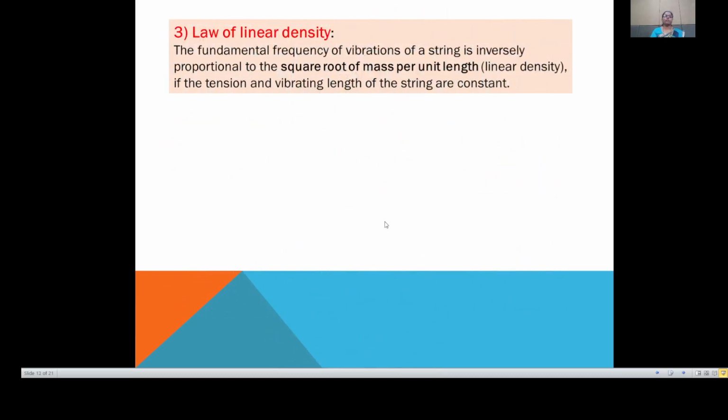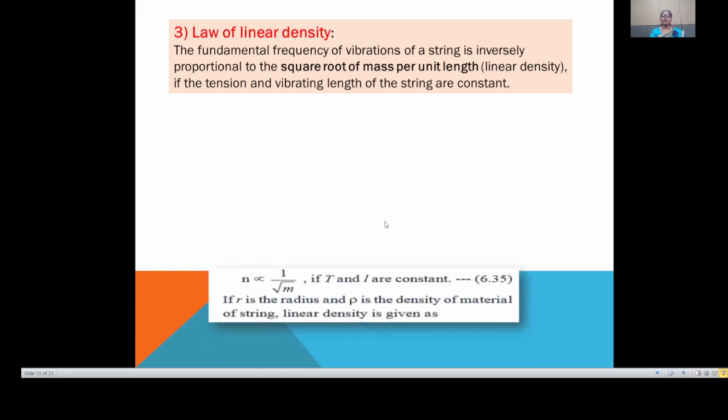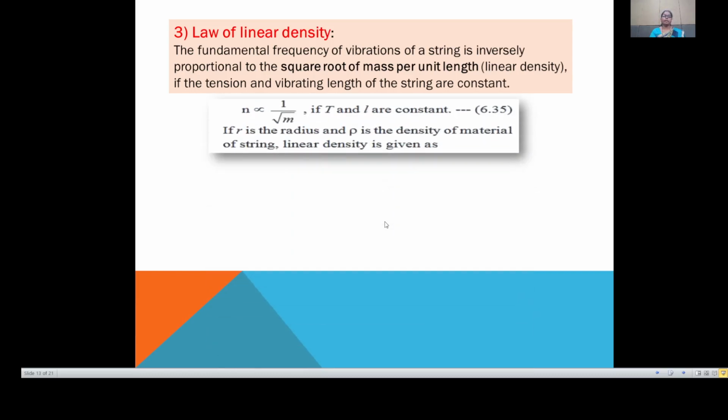And the third law is called the law of linear density. The fundamental frequency of vibration of the string is inversely proportional to the square root of mass per unit length, that means linear density, if the tension and vibrating length of the string are constant. N is inversely proportional to the square root of mass per unit length if T and L are constant.